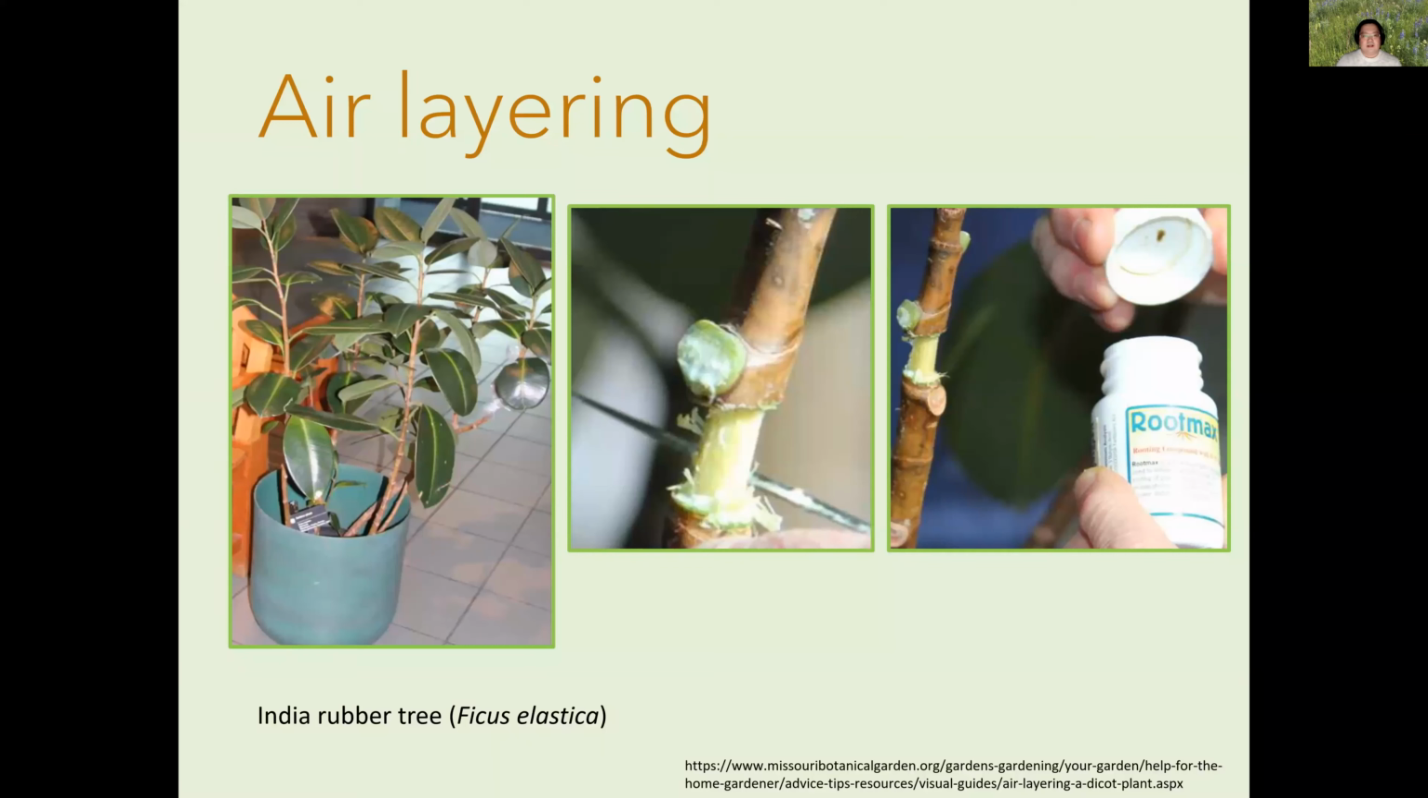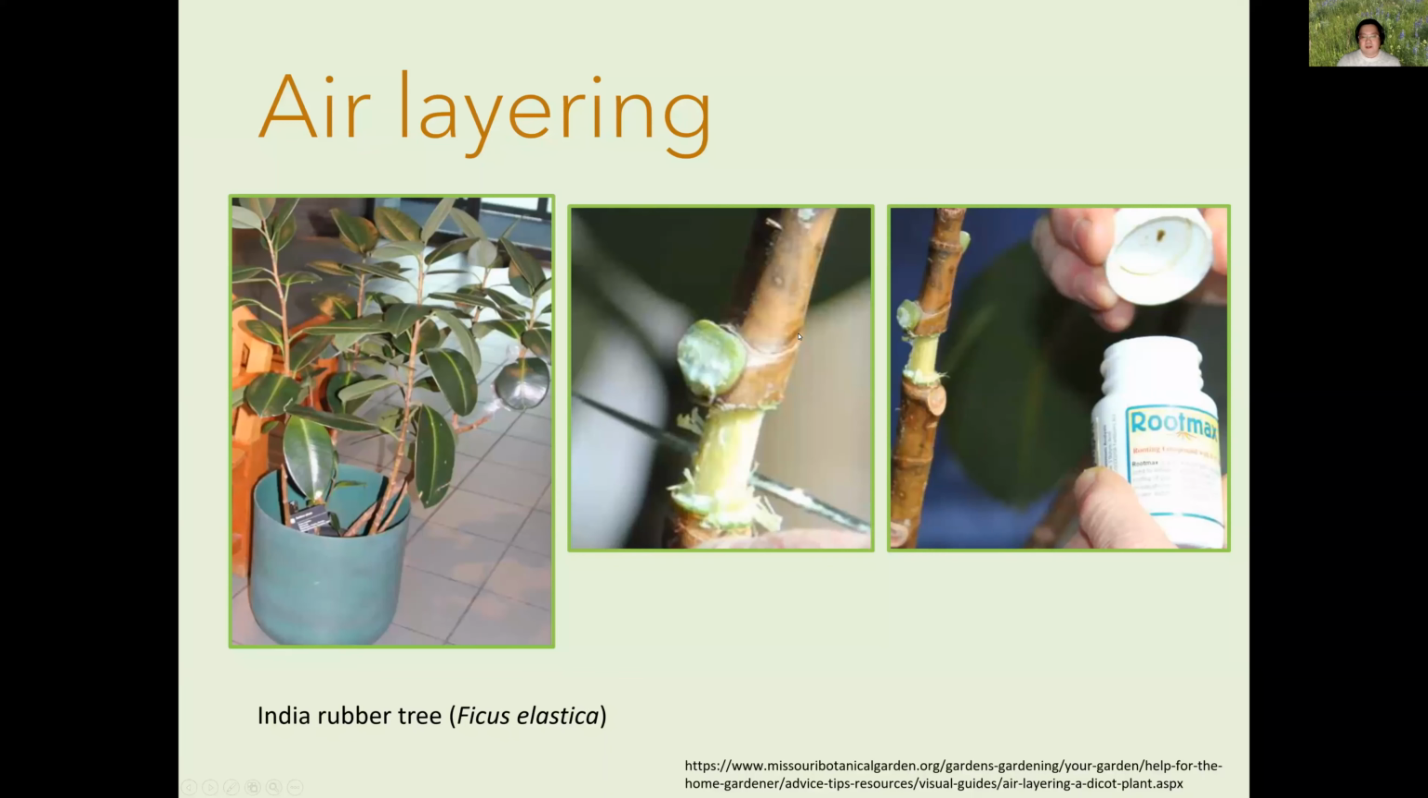And so the key here is that we expose part of the woody material of the plant stem. What we're seeing here on the left-hand side is the rubber plant. And in the middle picture is somebody cutting the bark and cambium off the stem and exposing somewhere between 3/4 and 1 inch of this wood, very close to a node. A node is the point at which the leaves form. And so you pull all the leaves below this cut and maybe 1 or 2 leaves above the cut.